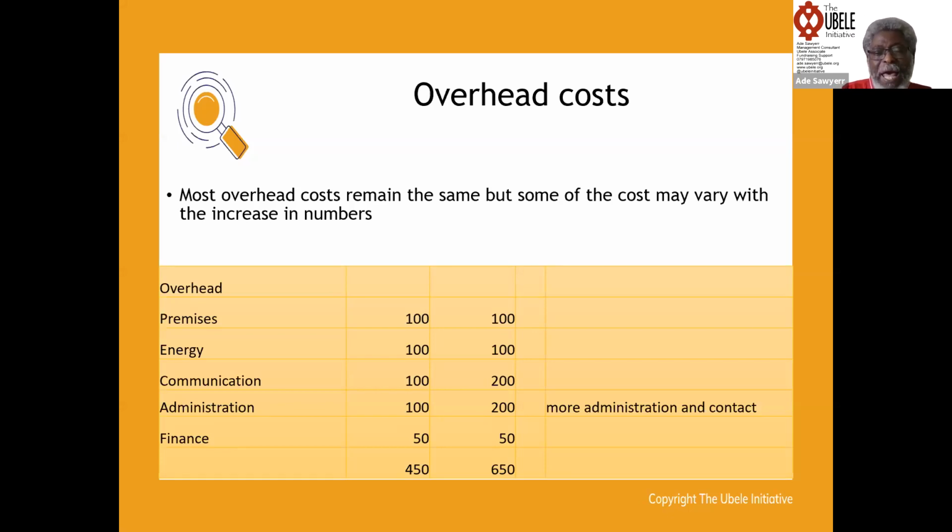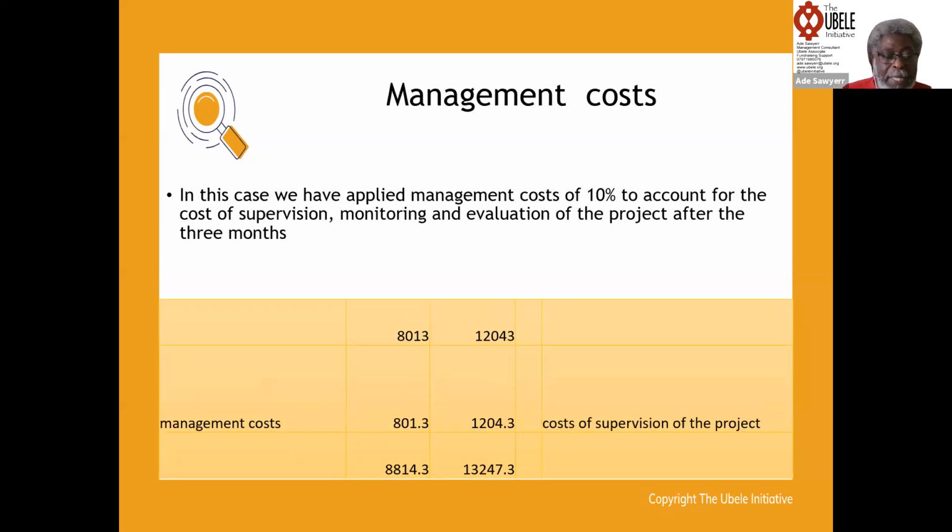Now, these costs are not just estimated or pulled out of the air. These are costs that we actually find out from the premises, find out from the energy, find out before we slot it into the budget. Okay. And then I talk about the management cost, which is maybe the cost of supervision of the project. So that comes up to 801 pounds when we are dealing with 30 children, and 1,204 pounds when we are dealing with 60 children.